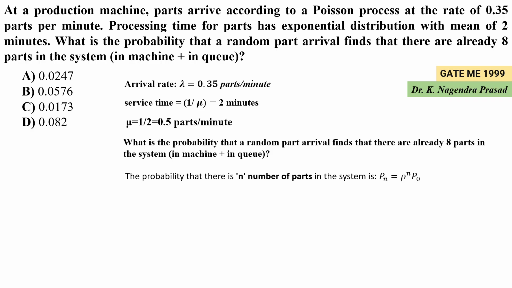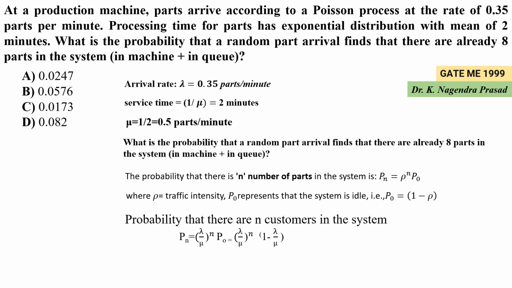So we have to determine the probability that there are n parts in the system, Pn. Pn equals rho to the power n into P naught, where rho is the traffic density and P naught represents the probability that the system is idle, which is equal to 1 minus rho. Also we know the direct formula, the probability that there are n customers in the system, Pn, equals lambda by mu whole to the power of n into 1 minus lambda by mu. So substitute. Here small n equals 8, because it is already given that there are 8 parts in the system.